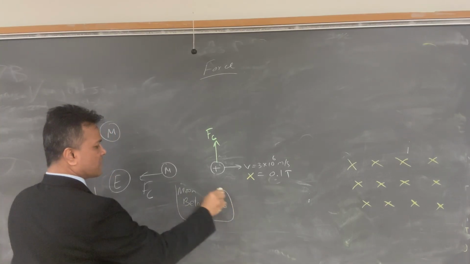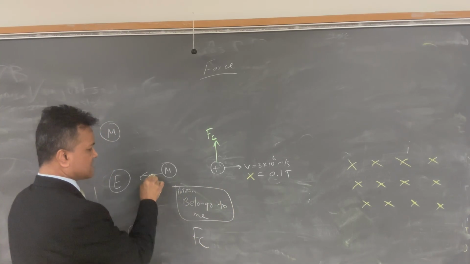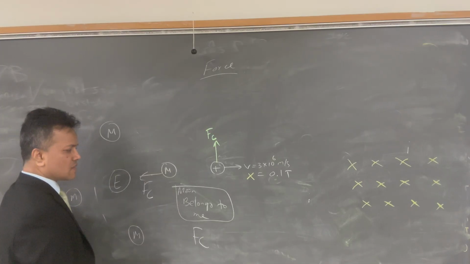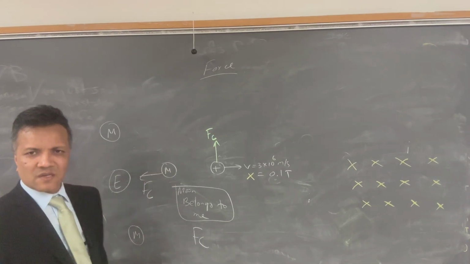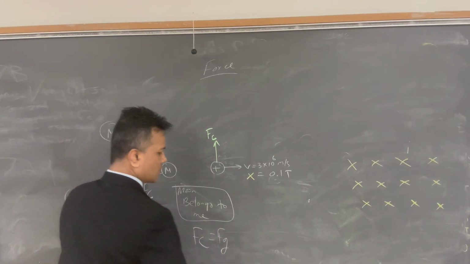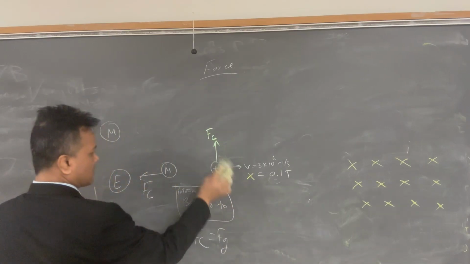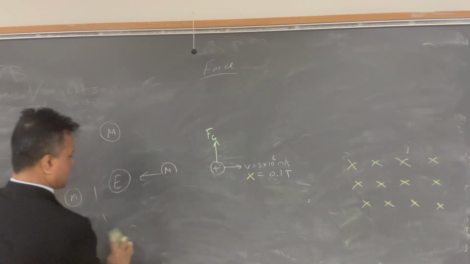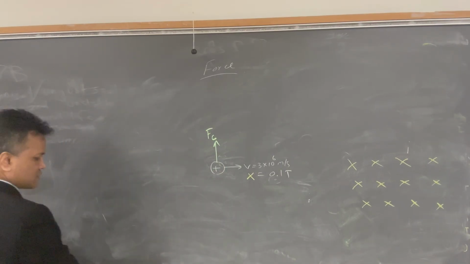If you translate "Moon belongs to me," that's what this arrow means. So what is the source of this centripetal force? Gravity. Okay, so what is the source of this centripetal force? Magnetic field, magnetic force.